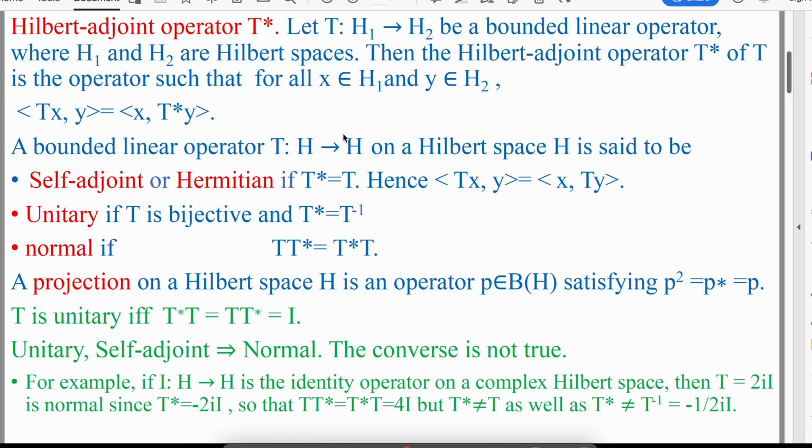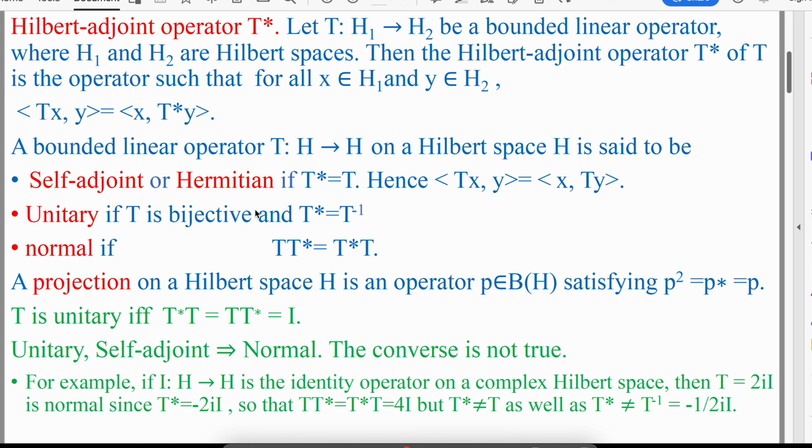And this T is called unitary if it is bijective, meaning one-one and onto, and T star equals T inverse. And this T is normal if T star T equals T T star. Also, a projection on a Hilbert space H is an operator, which we denote by P, if it satisfies P square equal to P star equal to P.